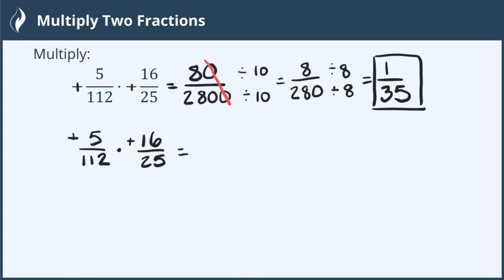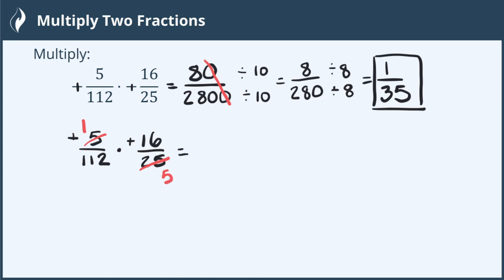And like we did previously, I'm going to look for anything that can be divisible into a numerator and any of the denominators. It doesn't matter, it can be either one, because when I multiply, all of the numerator numbers will be on the top, and all of the denominator numbers will be on the bottom. And I can see that I can divide both 5 and 25 by 5. 5 divided by 5 is 1. 25 divided by 5 is 5.